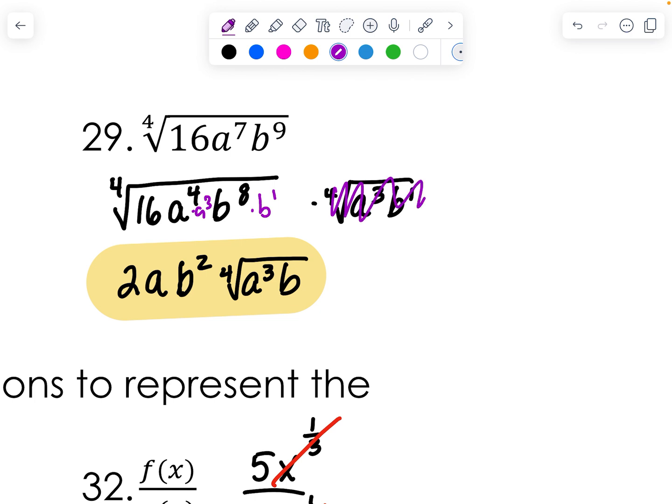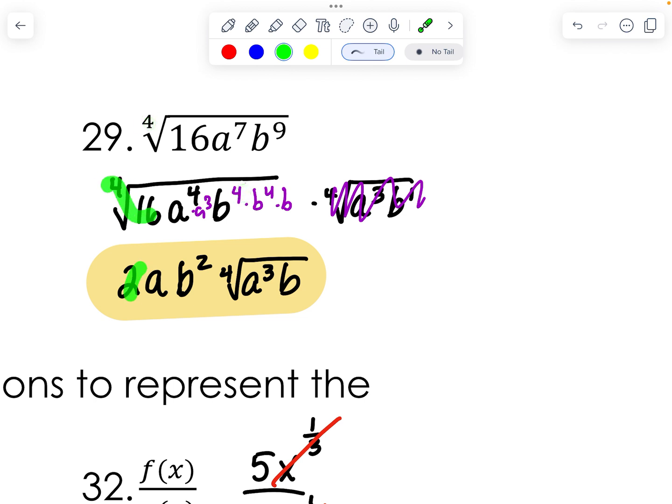Except b to the 8th, I would actually probably make it b to the 4th. So let's get rid of this 8th here. The way I explained it earlier is like this. I would make it b to the 4th, b to the 4th, and then we have one more b. And we went to the 4th because we're fourth rooting.